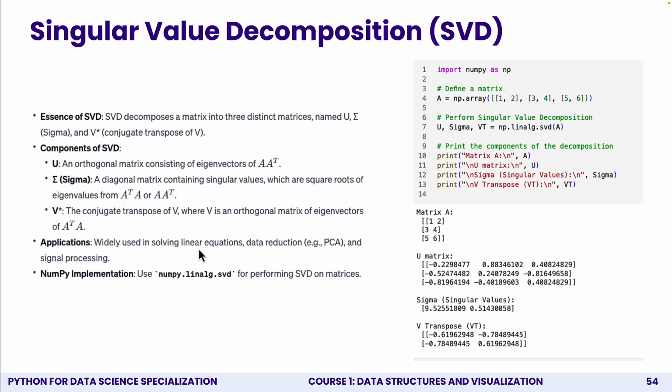This is pretty much used in solving linear equations and also PCA and signal processing. And for the implementation, you just need to use np.linalg.svd(A). This is going to provide the U matrix, the sigma matrix, and the V transpose matrix.